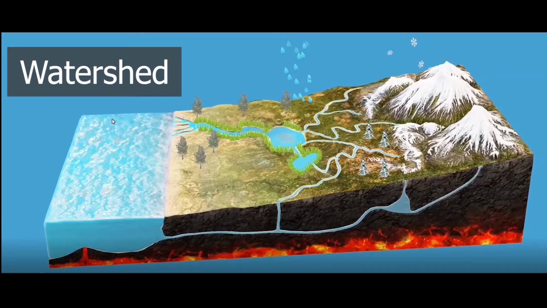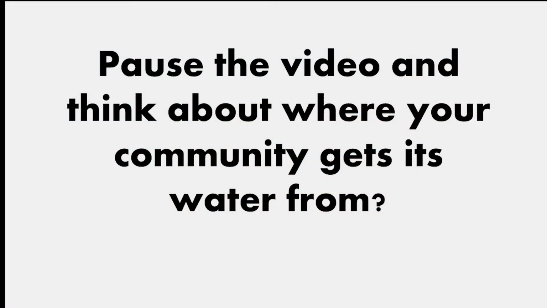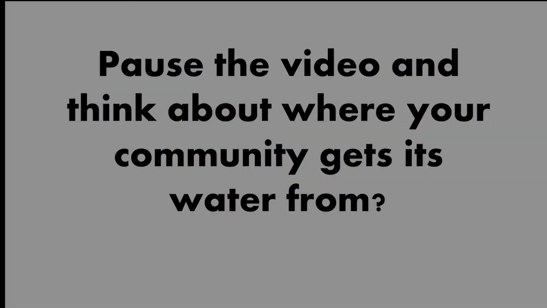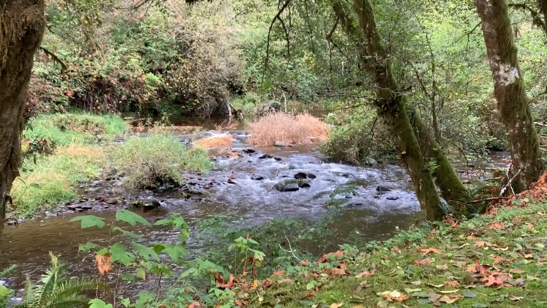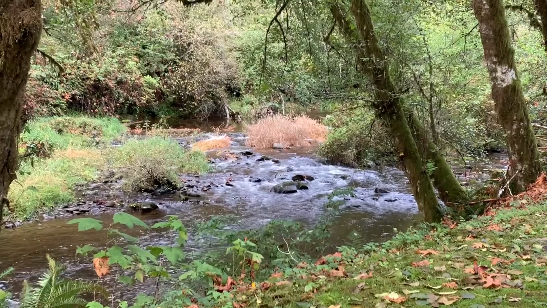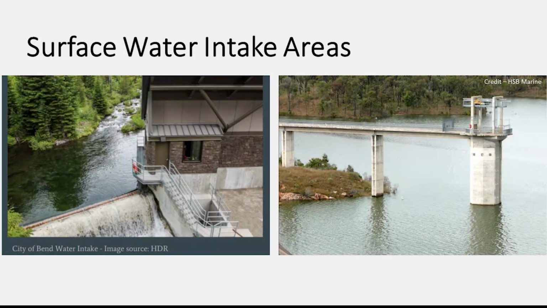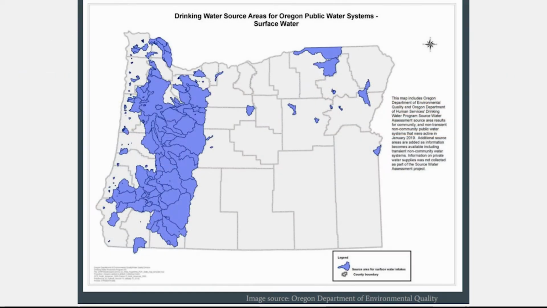Do you know where your community gets its water from? Pause this video and think about it for a minute. In the Willamette River Basin in Oregon, the community relies on rain and snow-driven stream systems for our drinking water and irrigation purposes. At surface water intake areas, pipes draw water from the streams and rivers, and it's pumped to water treatment centers. In Oregon, 70% of water used comes from surface water.